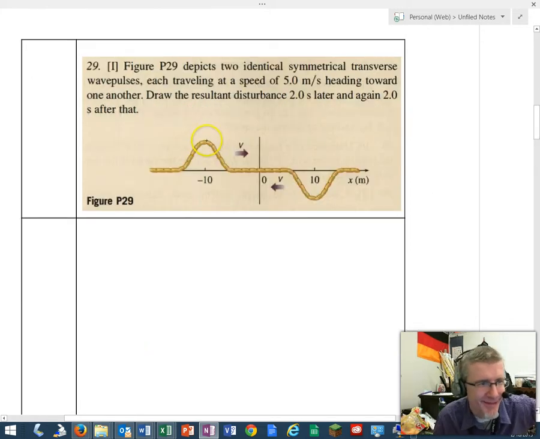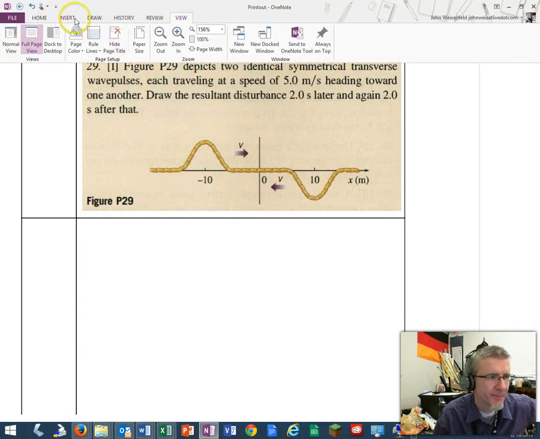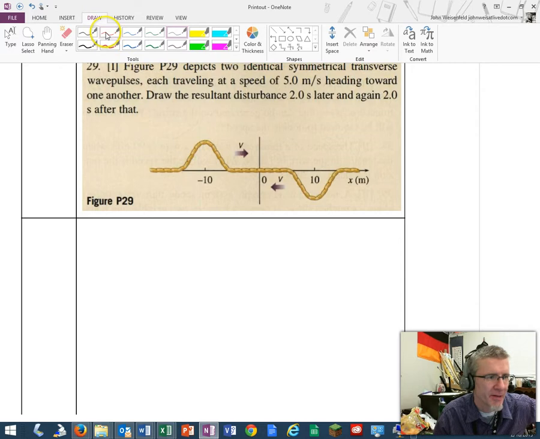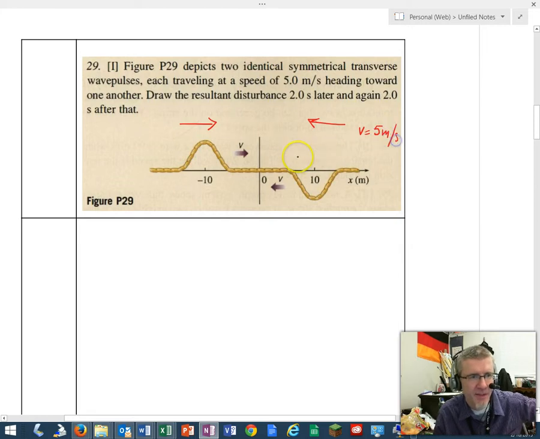Okay, next question. You've got two waves moving in opposite directions. This wave is moving to the right, and this wave is moving to the left. And they're moving 5 meters per second. So the velocity equals 5 meters per second. They're headed towards each other. Draw the result. Okay, so artistically, draw the resultant disturbance 2 seconds later.